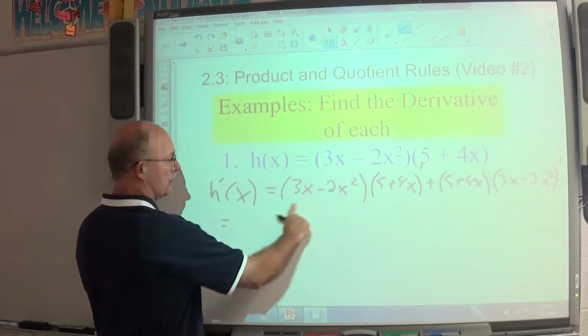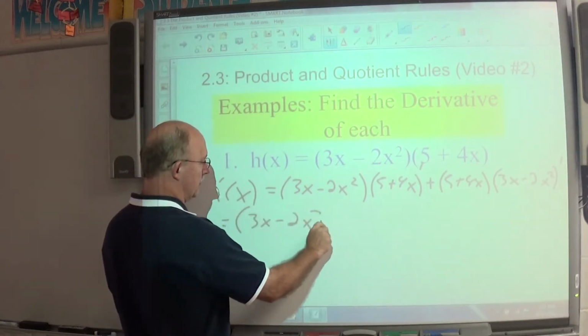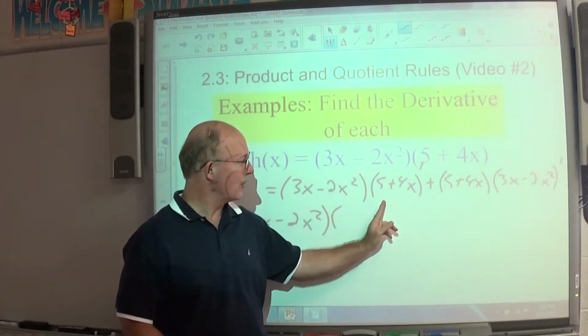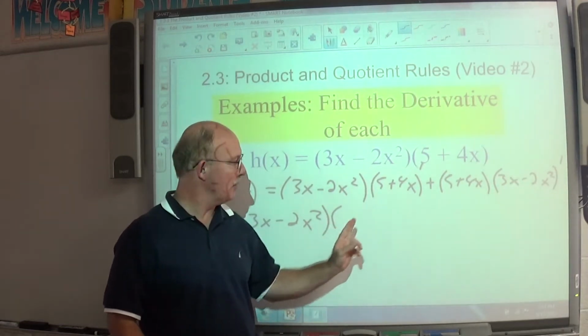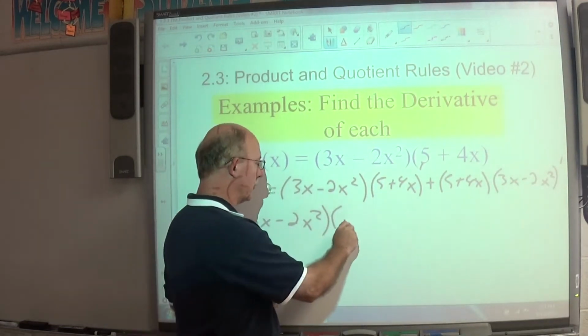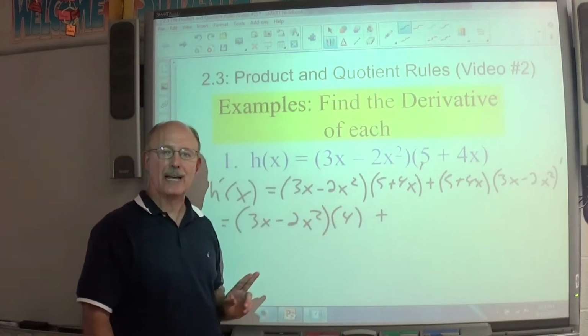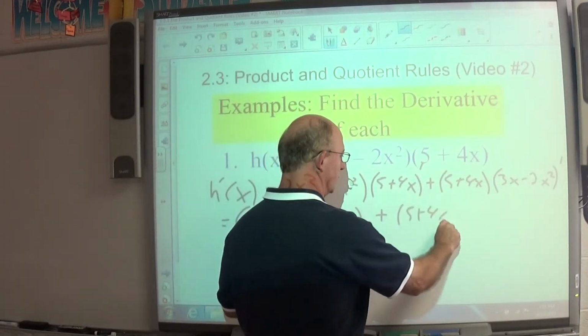We'll bring the first function down, so it'll be 3x minus 2x squared. Now as you take the derivative of 5 plus 4x, you've got to remember you're using the sum property here. The derivative of 5 is 0, and the derivative of 4x is 4. Plus, so that's the first times the derivative of the second, plus the second, which is 5 plus 4x.